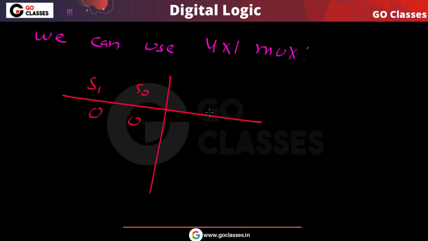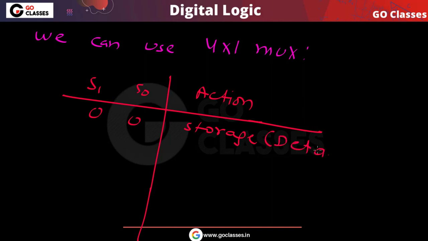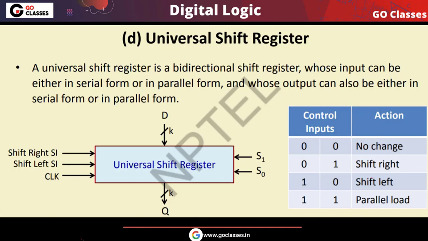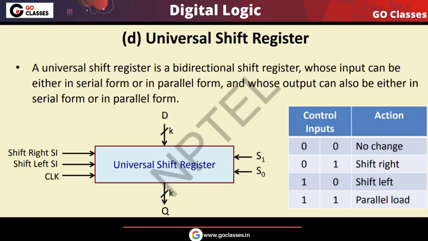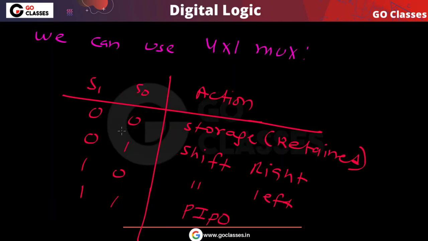When these are 0 0, this is the action: we just want the data to be stored. Storage means the data should be retained and should not change. If this is 0 1, then let's assume we want shift right. When this is 1 0, we want shift left, and when this is 1 1, we want PIPO. So this is the point. I hope this point is clear to everyone.